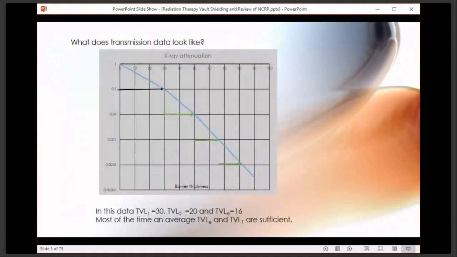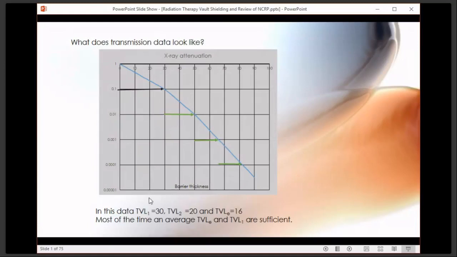Okay, back to what transmission data looks like. It typically looks something like this, where the log of the barrier transmission factor has a slightly different thickness of material for the first segment to go down by 1 TVL, then to go down by another TVL. In this example, our first TVL is 30 units, the second TVL is 20, and these subsequent ones are 16.